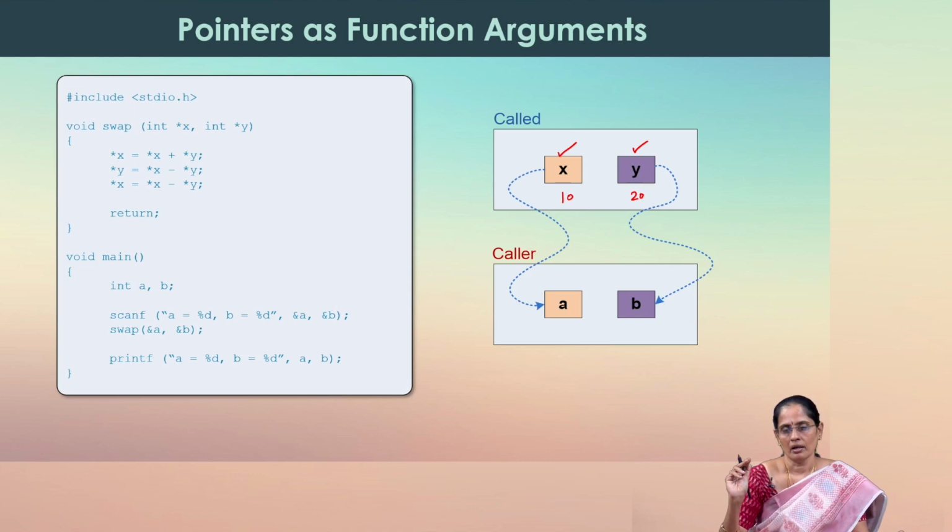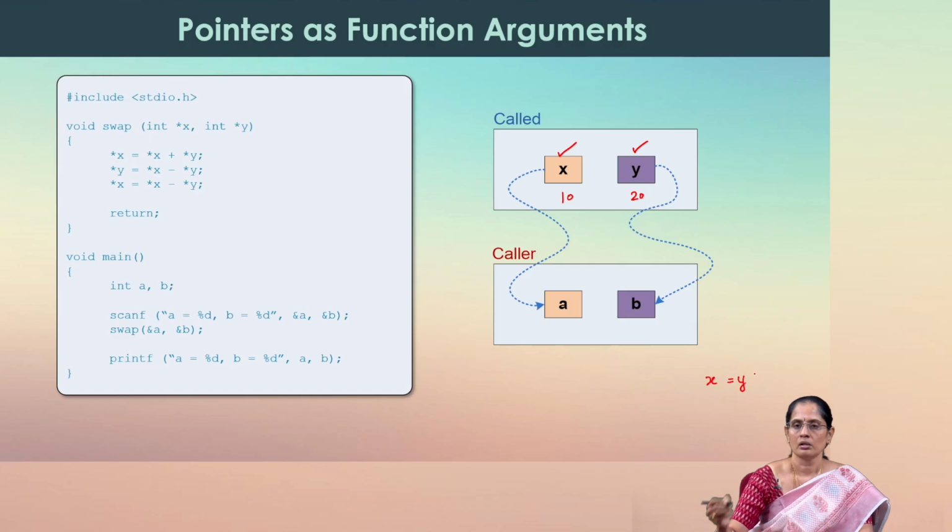So, when we want to do this swapping, supposing I try to store the value of y in x, whatever value is already there in x would be deleted, or overwritten.